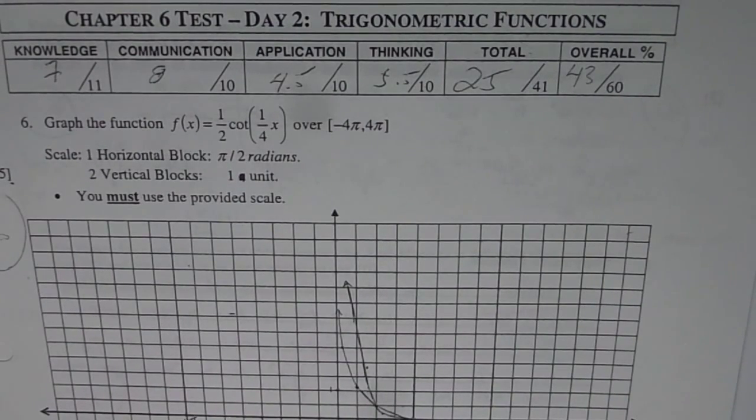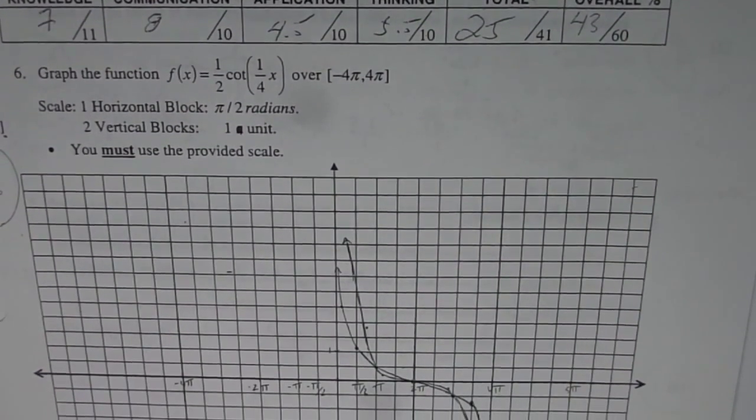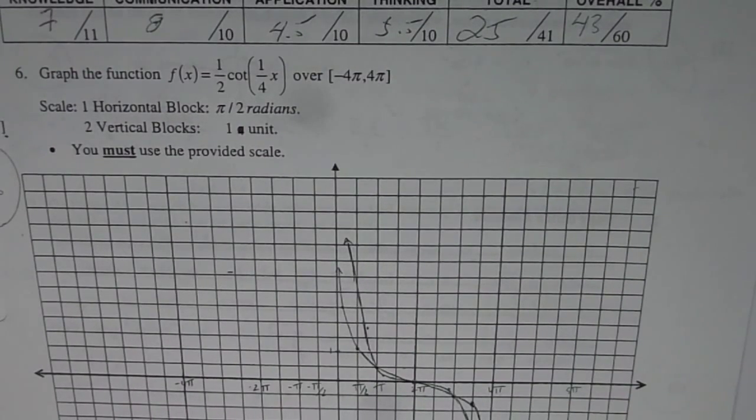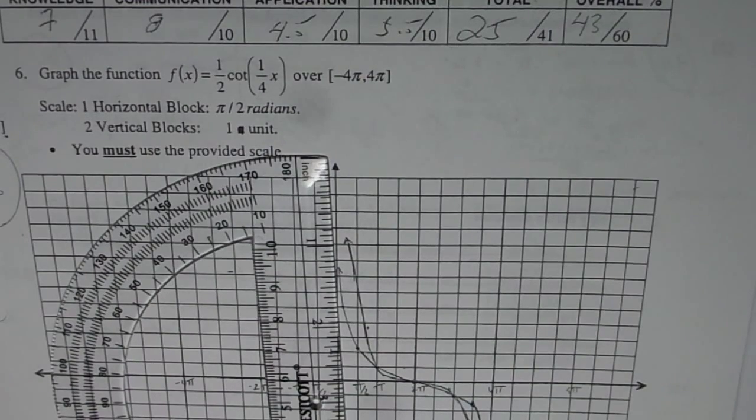So we are now trying to sketch the reciprocal of a trigonometric function, right? So the question here is question number 6, which says graph the function f of x equals half of cotangent 1 over 4x over minus 4 pi to 4 pi. Now we are given a graph paper here. I'm using the same test paper of my student, and well, it was a difficult test paper. Now let me show you how to really answer this question.